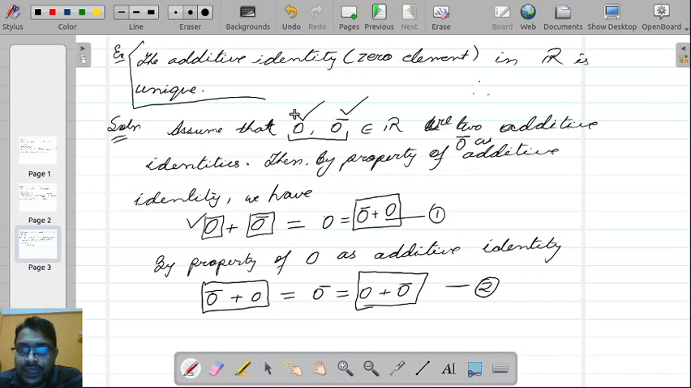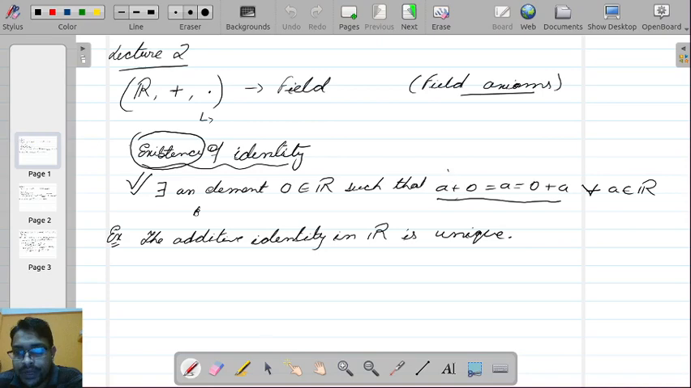I have assumed that 0 and 0 bar are two additive identities. Suppose you come up with an additive identity 0, and your friend comes up with another additive identity 0 bar. Then first of all I accept that your friend has come up with an identity. Then 0 plus 0 bar will be equal to 0, equal to 0 bar plus 0, by property of additive identity. This is the property that I had already listed here.